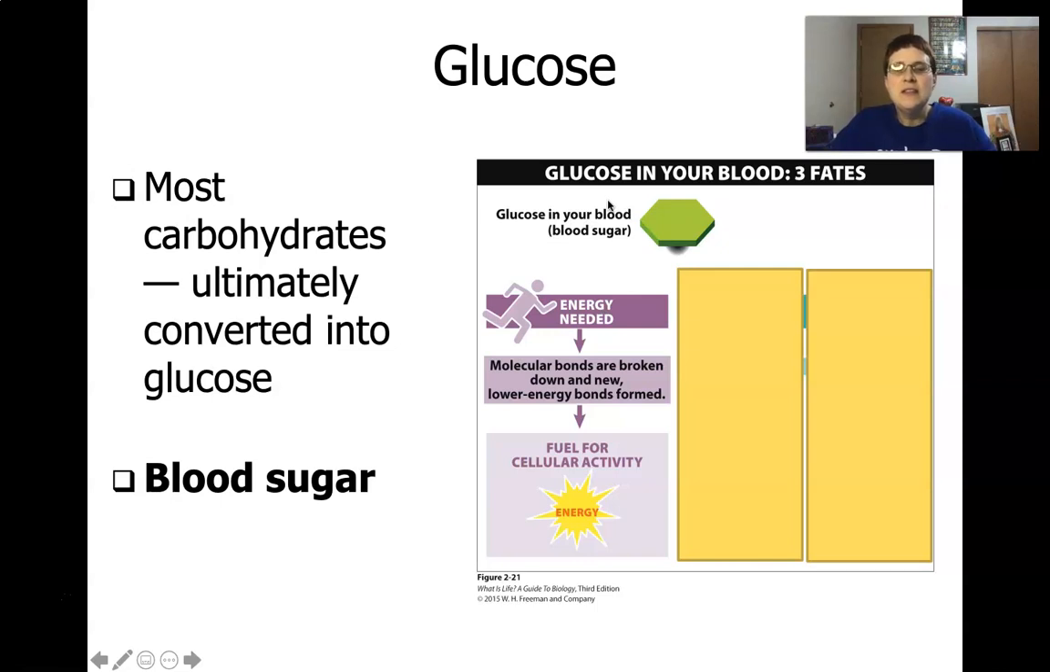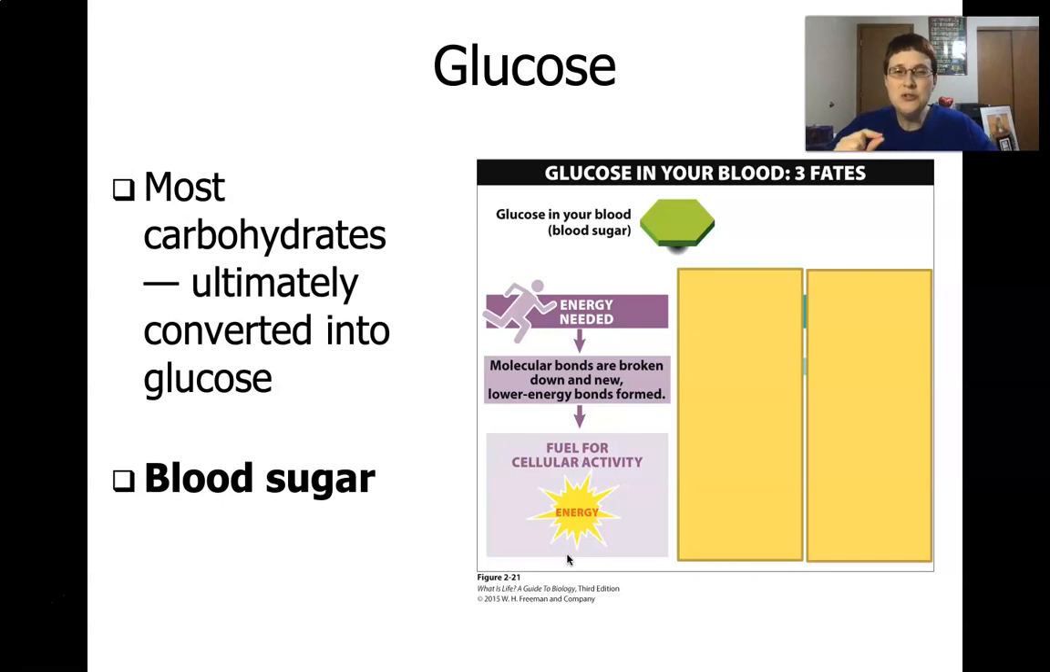So there are three different things that can happen to that glucose, or that blood sugar, once it's traveling around your body. One, you can use it for your immediate energy. Your body is going to take it, smash it apart, break down those carbon-hydrogen bonds, and use the energy to fuel your cells and make some new compounds. So that's the first thing that can happen. You're going to use that glucose for that.